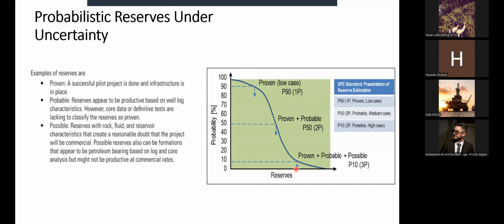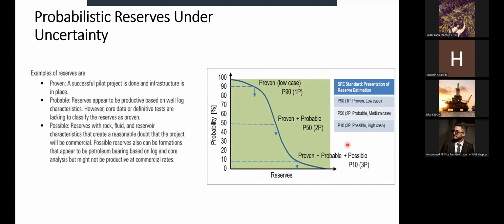And we have three terminologies that we usually use, and the SPE standard calls them P90, P50, P10. The letter P is probability. So when you hear P90, P50, P10, that means probability. This is a very commonly used terminology in each and every company. And not only in reserve, in every uncertain parameter, they will tell you what your P50 is.